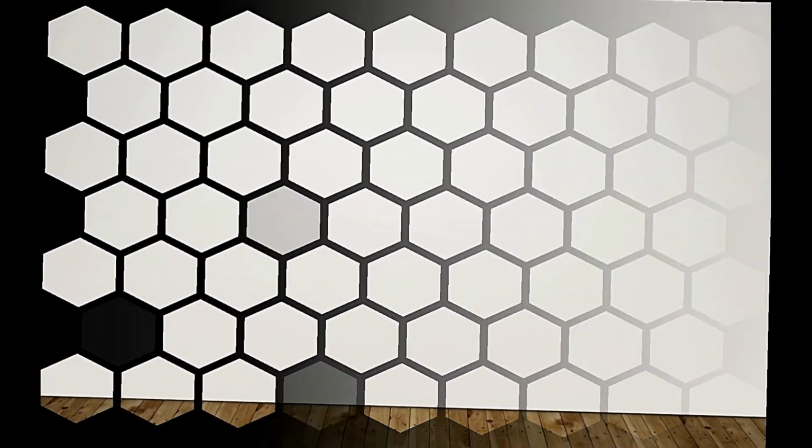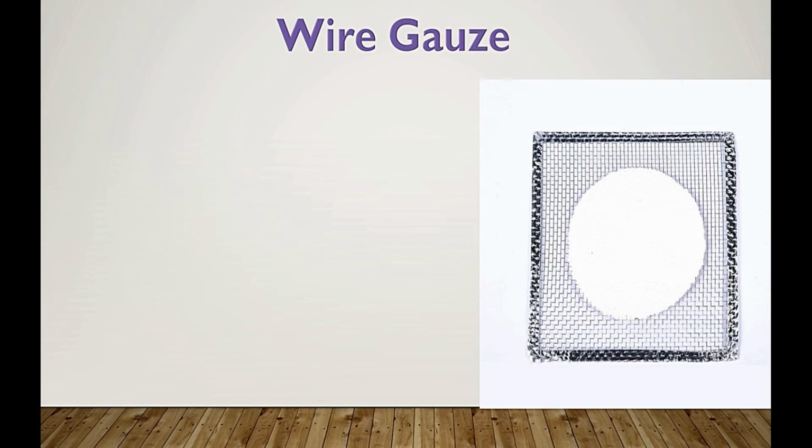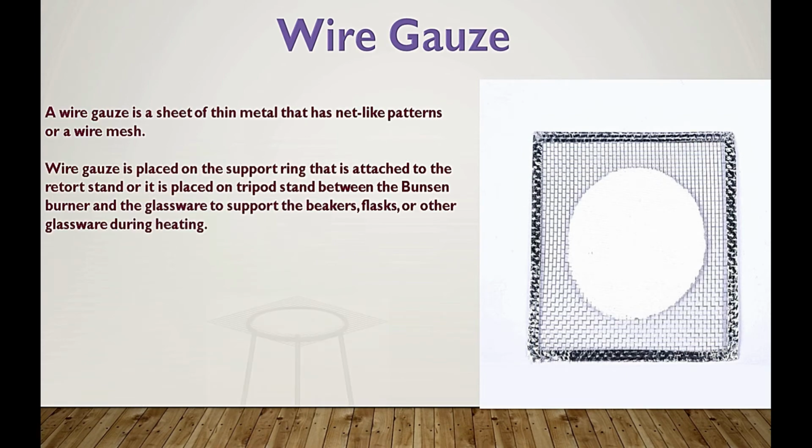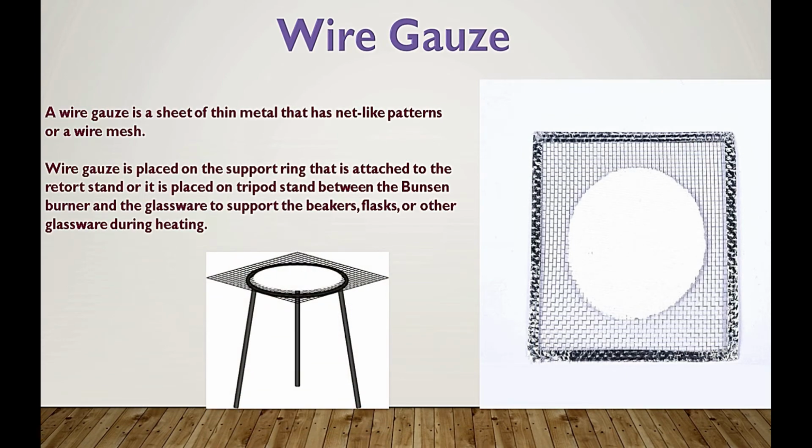The next equipment is wire gauze, which is used with tripod stand. It is a sheet of thin metal that has a net-like pattern or a wire mesh. Wire gauze is placed on the support ring that is attached to the retort stand, or it is placed on tripod stand between the burner and the glassware to support the glassware, just like beakers and flasks, during heating.